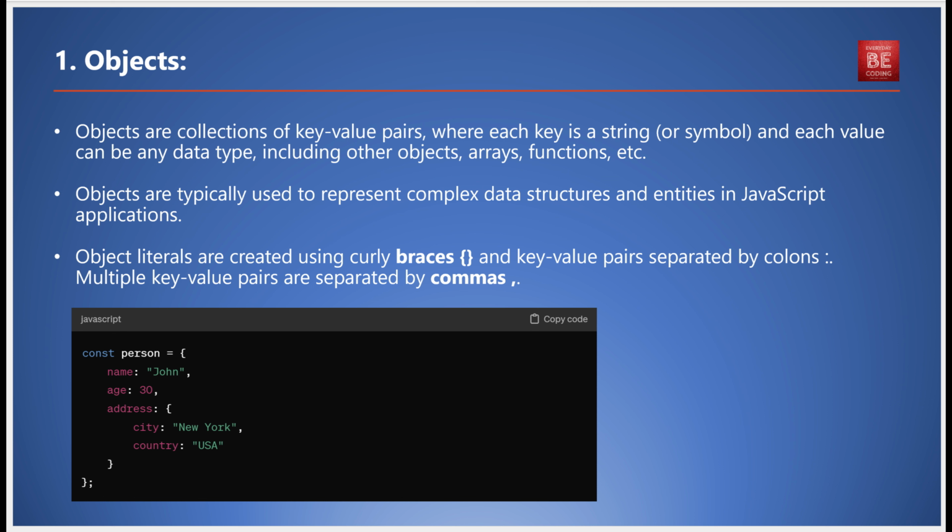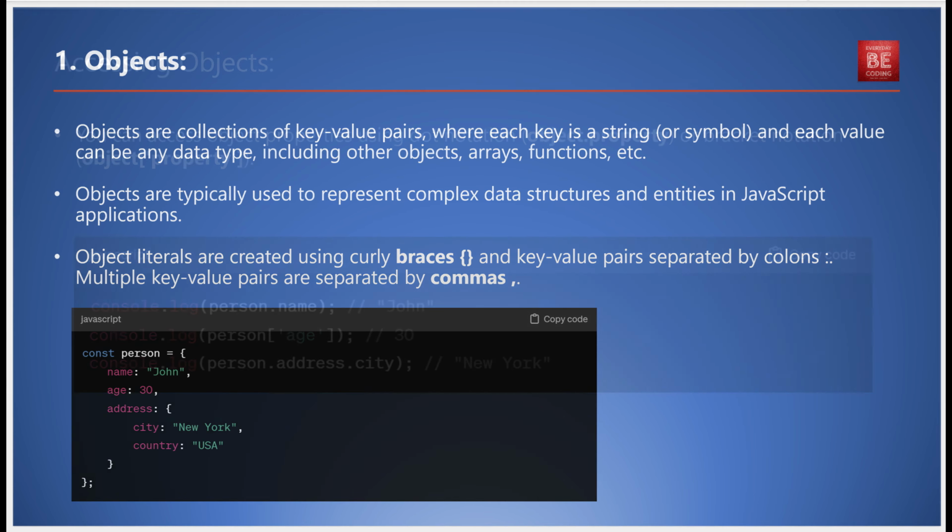Creating an object is as simple as using curly braces with key-value pairs separated by colons. For example, consider an object person with properties like name, age, and address. The address property here is an object itself, demonstrating that objects can nest within objects.